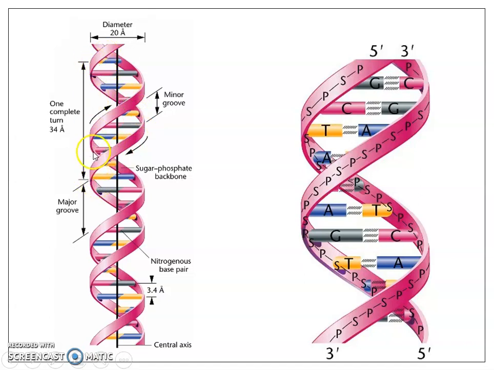This one complete turn is known as the pitch of the helix. The pitch of the helix is 34 angstrom or 3.4 nanometer. Each turn has 10 base pairs of nucleotides, and each adjacent pair is placed 3.4 angstrom apart. So a single turn is a total of 34 angstrom, known as the pitch, with about 10 base pairs in a single turn. Two adjacent base pairs are 3.4 angstrom apart.